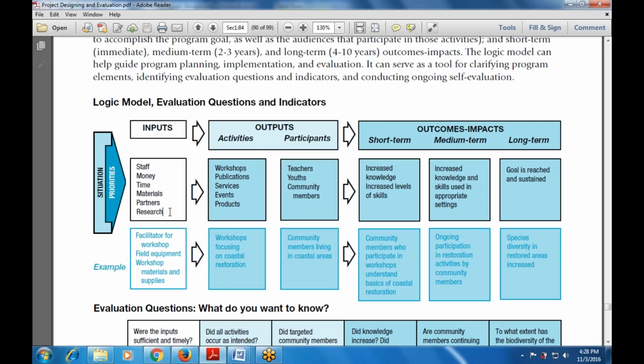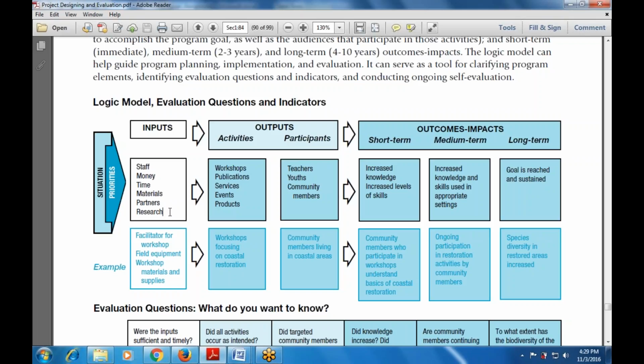The long term is the goal is reached and sustained. Whatever goal is carried out with the aim, that goal is reached and sustained. So first is the input, then output, then outcome impacts. Now this is one of the examples.